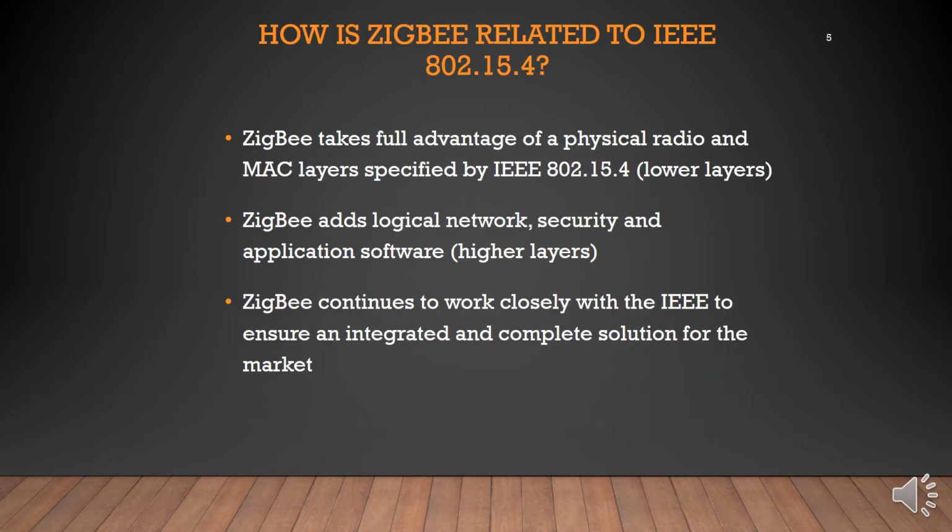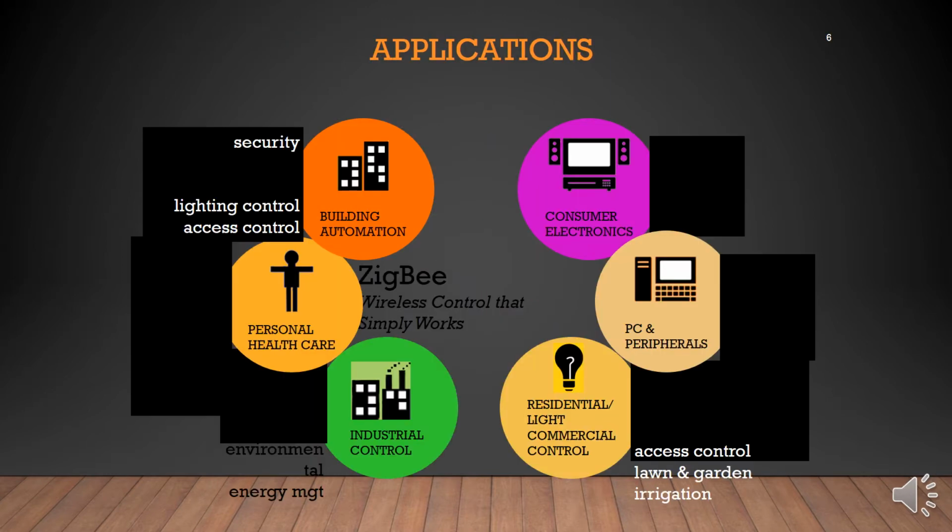So how is ZigBee related to IEEE 802.15.4? It takes full advantage of the physical radio and MAC layers specified by the IEEE 802.15.4 lower layers. ZigBee adds logical network, security and application software for the higher layers. ZigBee continues to work closely with the IEEE to ensure an integrated and complete solution. Applications of ZigBee: security, lighting control and access control, then environmental energy management, then consumer electronics, PC and peripherals, residential lights, commercial access control, lawn and garden irrigation.